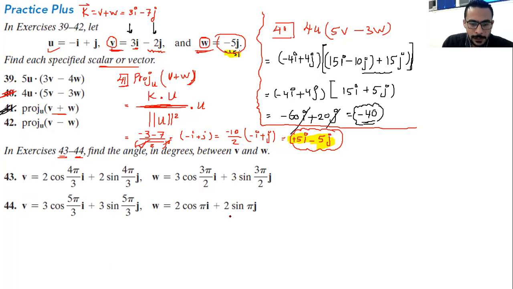Oh, clear, Mister. The set exercise is 43 to 44, two exercises only. Find the angle in degrees between v and w. v equals 2 cosine 4 pi over 3 i plus 2 sine 4 pi over 3 j. w is 3 cosine 3 pi over 2 i and 3 sine 3 pi over 2 j.